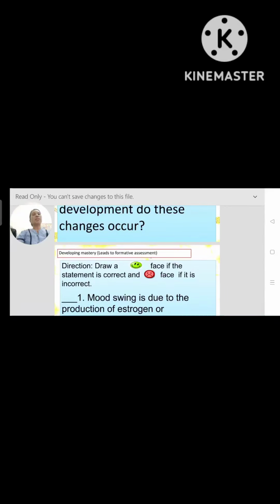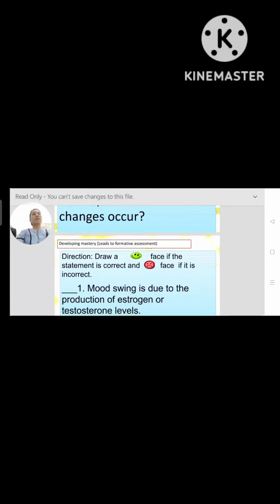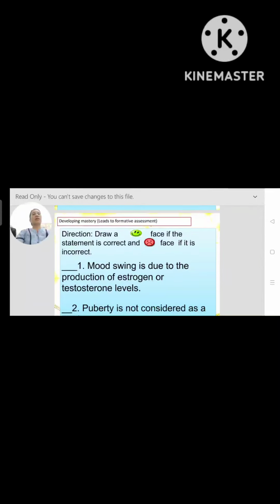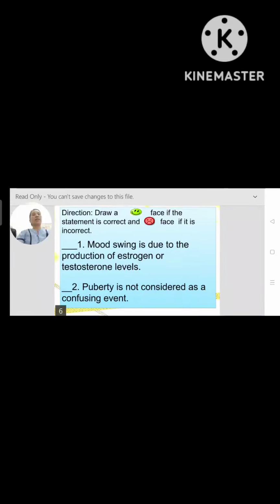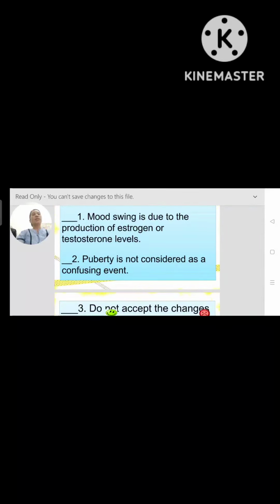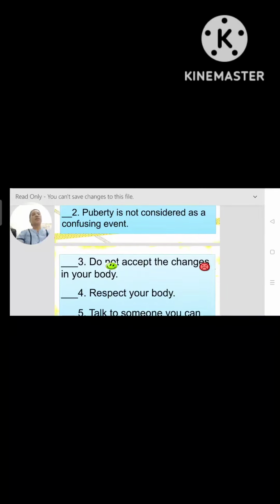Let's develop your mastery about this topic. So let's have a formative assessment. Direction. Draw a happy face if the statement is correct and sad face if it is incorrect. Number 1. Mood swing is due to the production of estrogen or testosterone levels. 2. Puberty is not considered as a confusing event. 3. Do not accept the changes in your body.